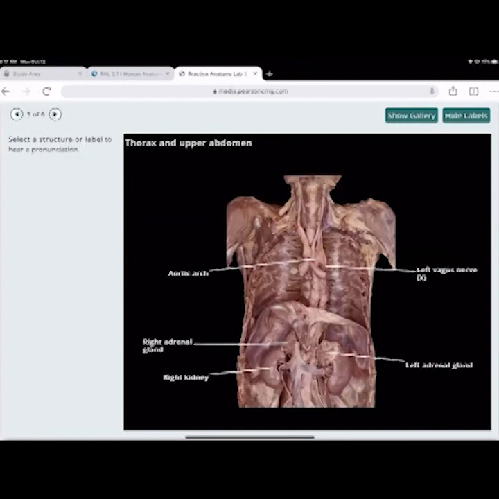Again, you have your aortic arch, which comes off the aorta. Your left vagus nerve, where you have a right and left side, so the vagus nerve coming down. You have the right adrenal gland.